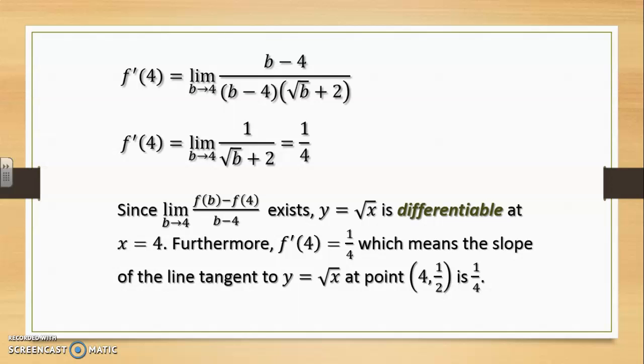So the function y equals root of x is differentiable at x equals 4, and we can even go beyond that and say that f prime at 4 is a quarter. This means that the slope of the tangent line to the curve at the point (4, 2) is equal to a quarter.